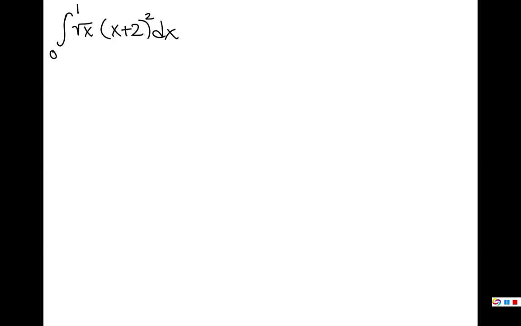All right, here's another one. We're going to integrate from 0 to 1 the square root of x times (x plus 2) squared. There is no product rule for antiderivatives. There's no chain rule for antiderivatives either. So what are we going to do? How are we going to be able to find this antiderivative?